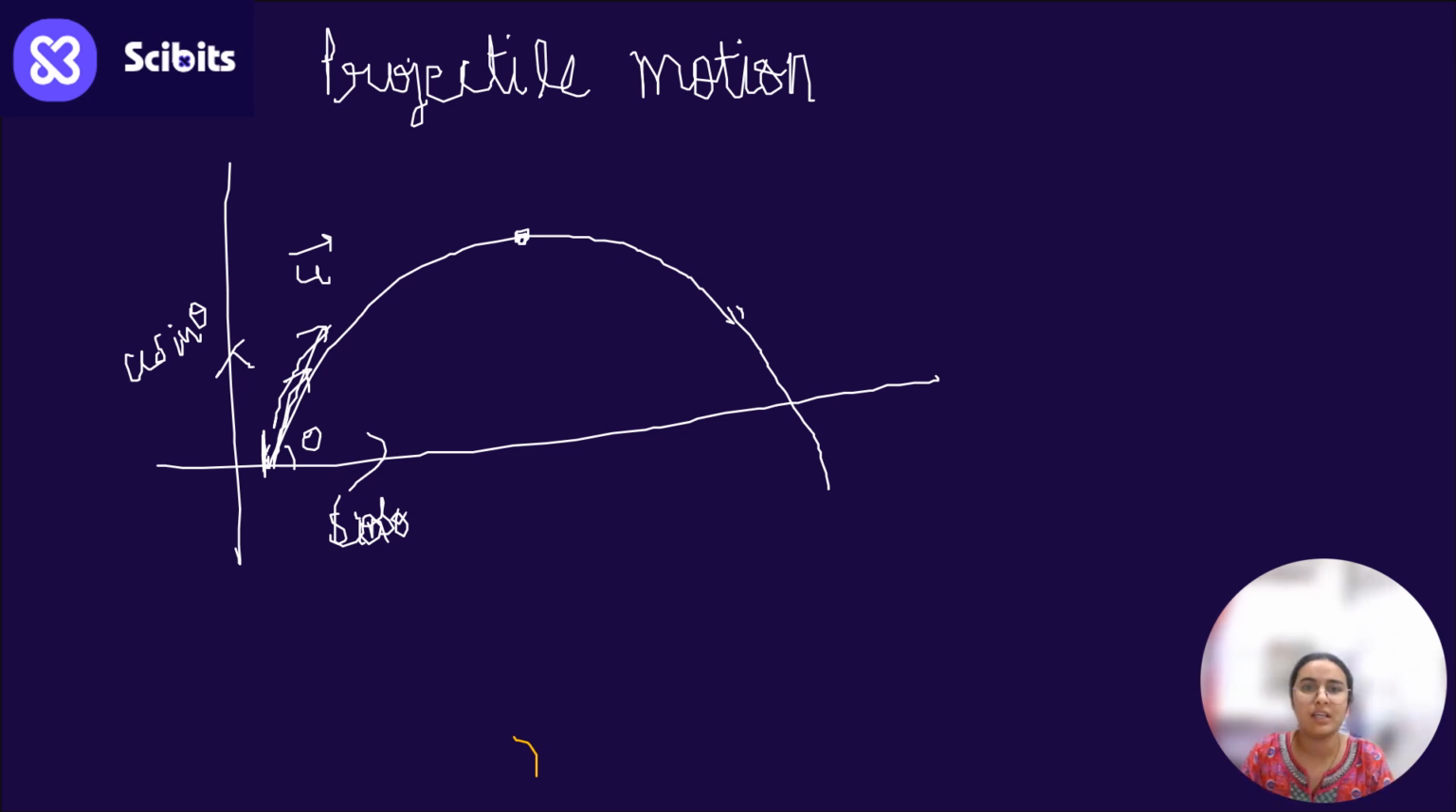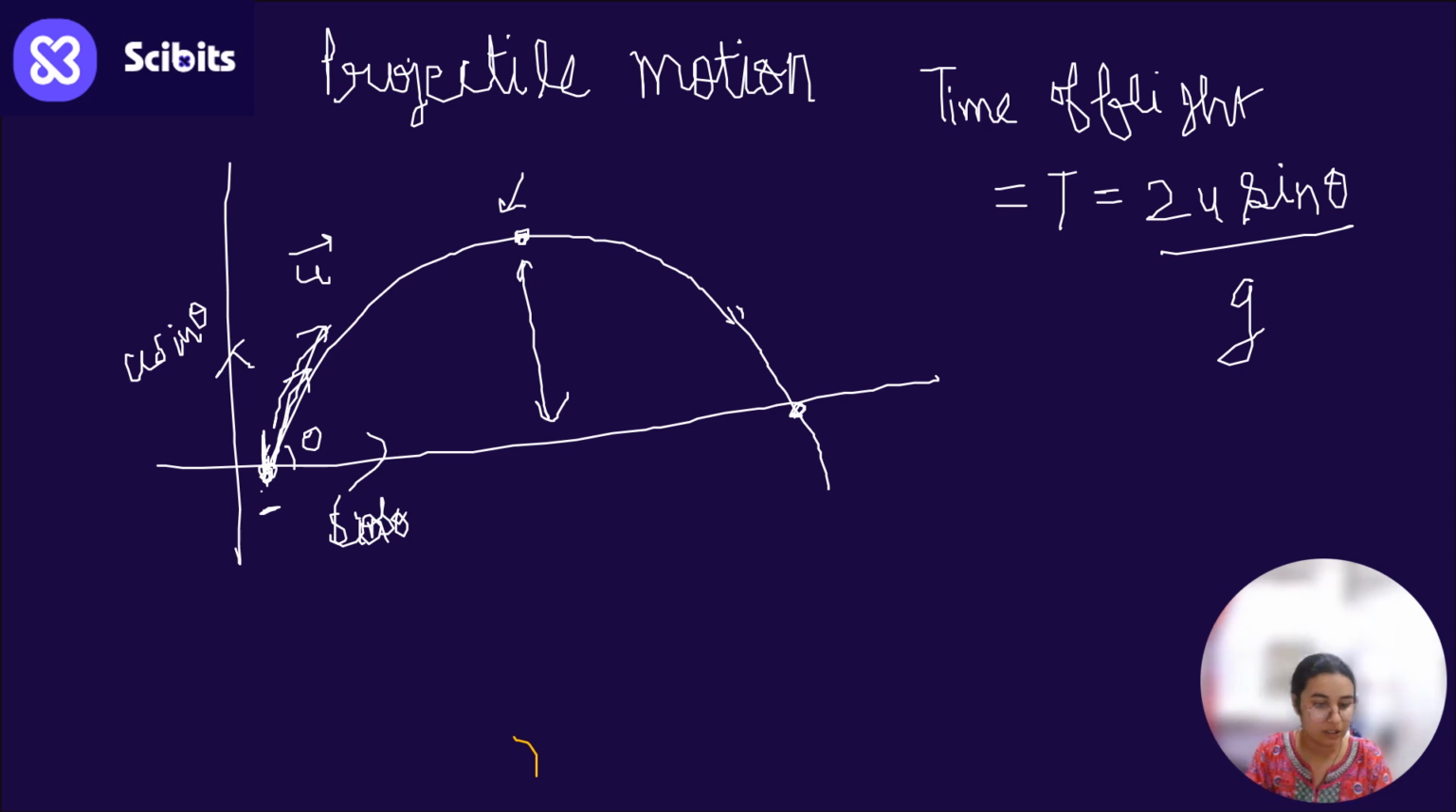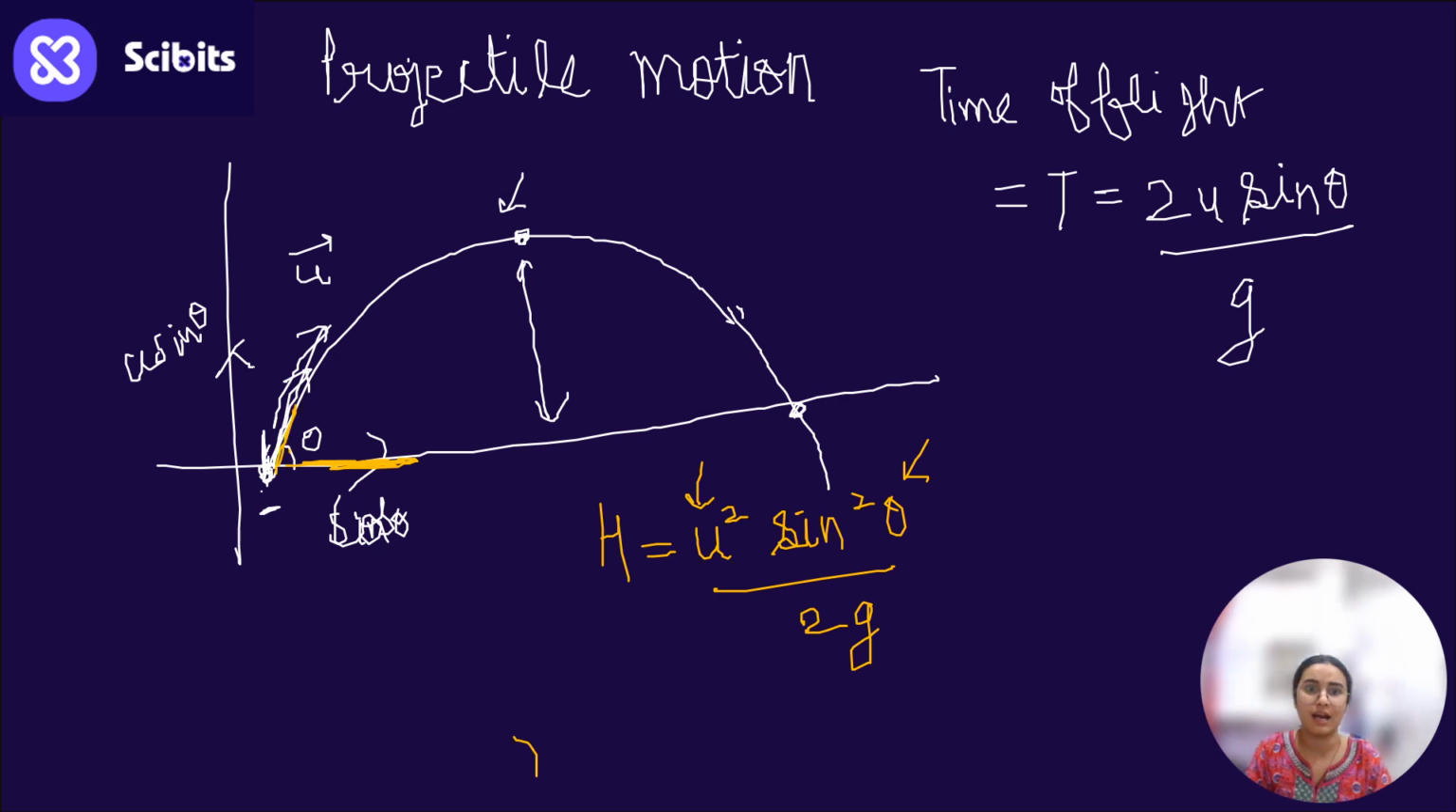So what is time of flight? Time of flight is the time taken by the ball to go through this full path. The time of flight, capital T, is 2u sine theta upon g. You just have to remember this formula. And if you have to find the maximum height reached by the object during projectile motion, the formula is h equals u square sine square theta upon 2g. Here u is the initial velocity, theta is the angle between the horizontal direction and the velocity of the object, right? And g is the acceleration due to gravity.